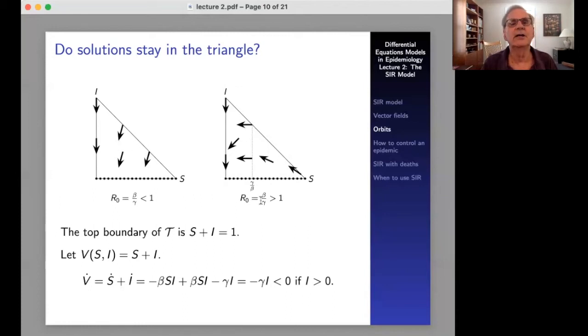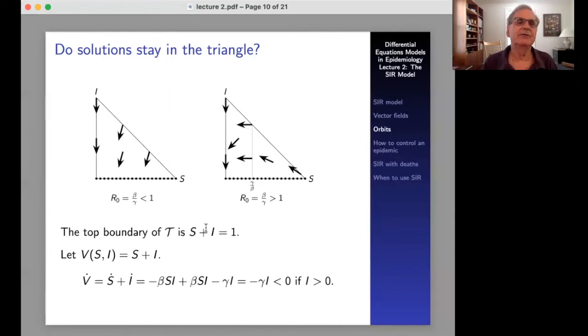What about when R naught is bigger than 1? Up here, solutions point down and to the left, so that's not a problem. But over here, they point up and to the left. Is it possible that they point up and to the left like that and take you out of the triangle? So let's look into that.